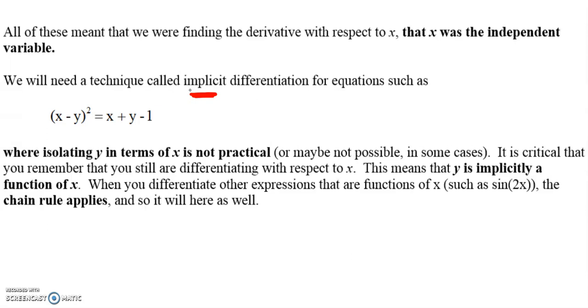We're going to be using this notation, dy dx, the derivative of y with respect to x. All this means is that we're finding the derivative with respect to x, where x is the independent variable. Sometimes when solving these problems, we might not be able to isolate y, or it's not very practical to do so. So again, we can use what we call implicitly finding the derivative. And what we're simply using is the chain rule.